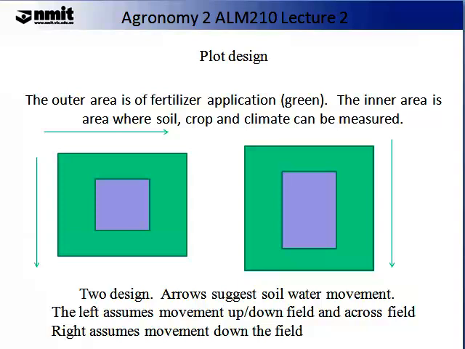The arrow on the left-hand side is suggesting that water will move up and down the field as well as across the field, while the image on the right-hand side of the plot suggests that water movement is only down the field. The second one, on the right-hand side of the image, is the design that we have implemented in the yin-yang, as due to the topography of the field, we can be assured that water will travel down and not across or up our experimental plots.